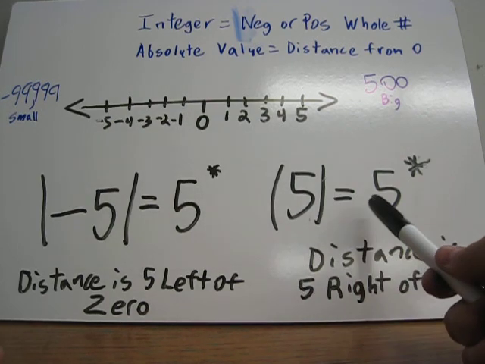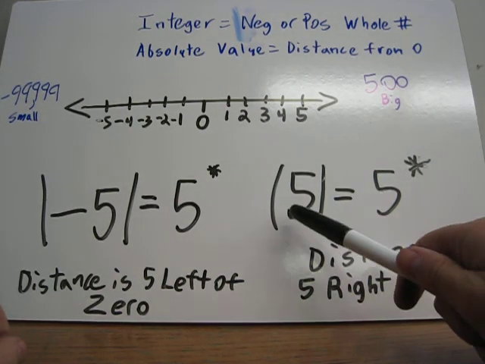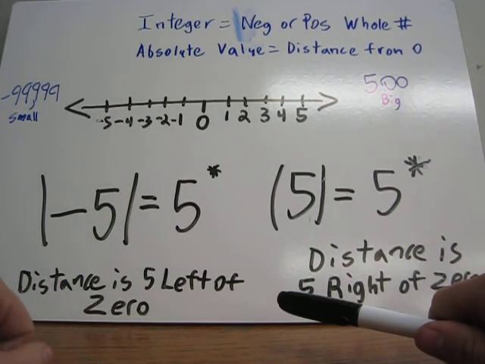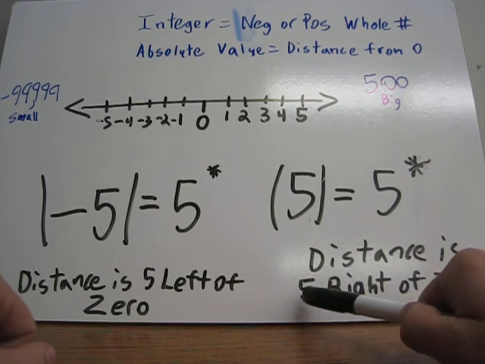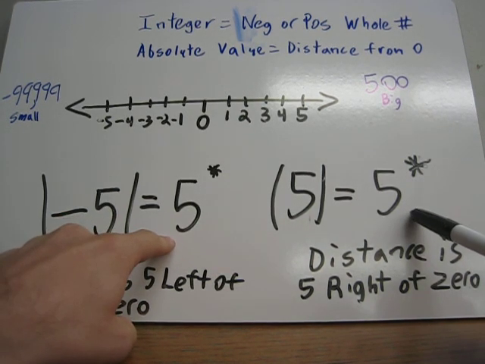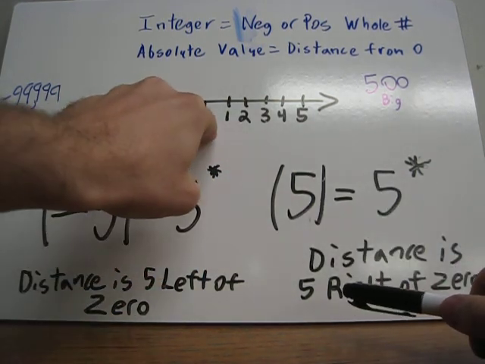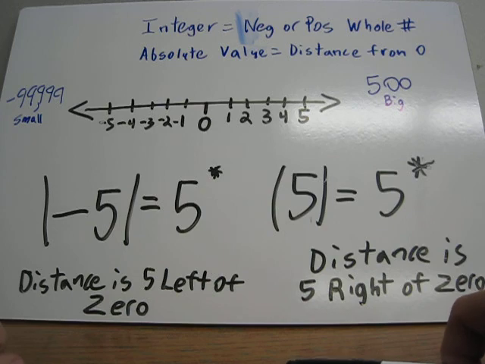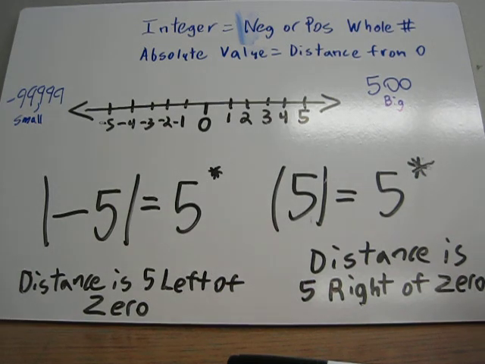Now, when we look at the absolute value of 5, we see that it's 1, 2, 3, 4, 5. Or we make anything in here positive. Well, it's already positive, but let's just say, wave our wand, it's now positive, which is 5. And so the distance is 5 to the right of 0. So we see that they both get the right answer, but the difference is one's going from 0 to 5 in the left direction, and one's going from 0 to 5 in the right direction. One's going on the negative path, one's going on the positive path. That's about it.